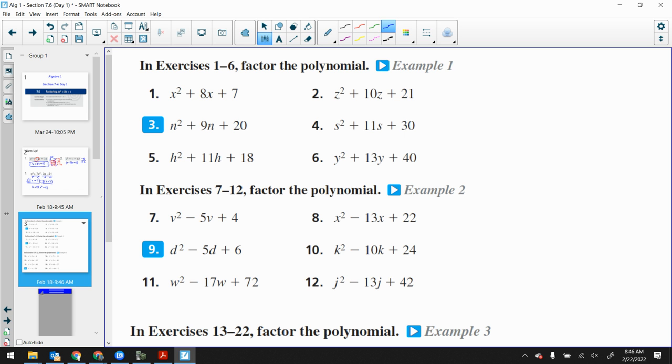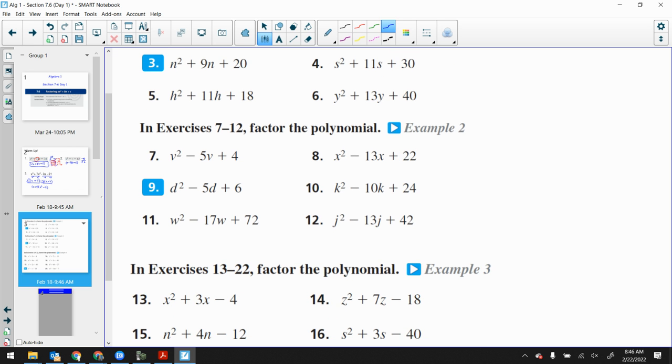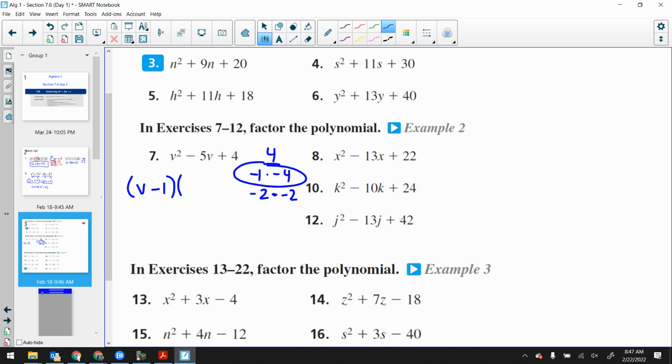Yes, Ron. Number 7. Okay, it looks like I've got v squared minus 5v plus 4. All right, so I'm going to find the factors of 4 that add to get to negative 5. Well, in this case, since I want a negative number, I know both of my factors have to be negative. So in this case, negative 1 times negative 4, or negative 2 times negative 2. So the only one that works, that one. V minus 1, V minus 4.